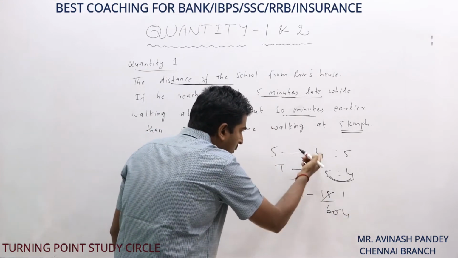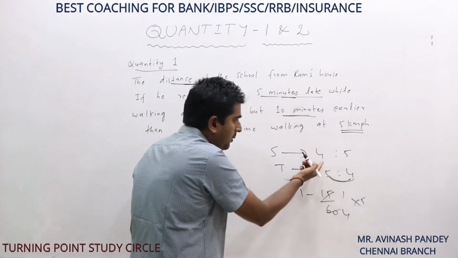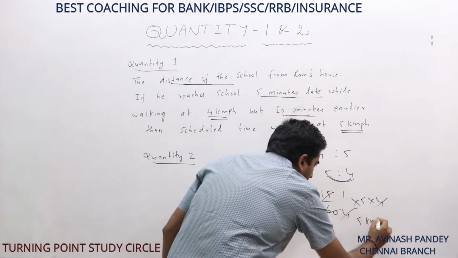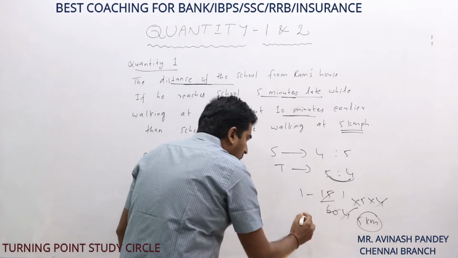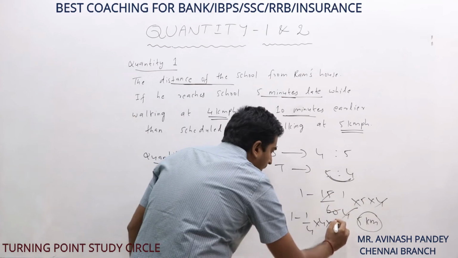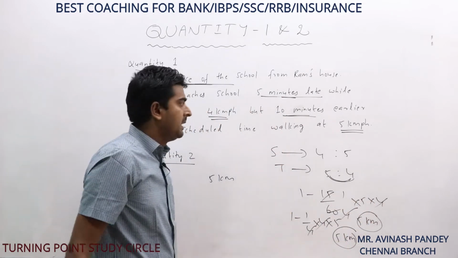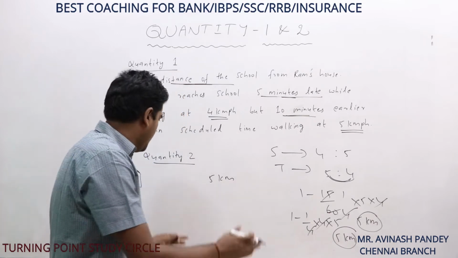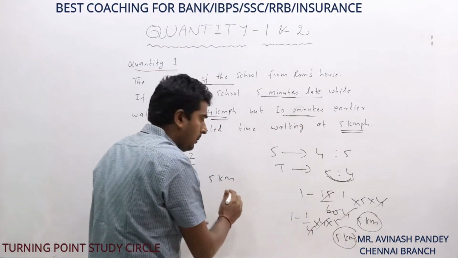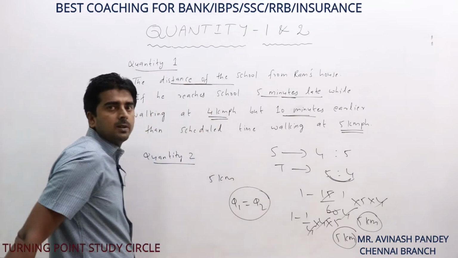Distance is time into speed. If you consider this 5 here, it is 1 by 4 into 5, and if you consider this other 5, you have to consider this speed, which is into 4. So my answer is 5 kilometer, right? If you consider this part, again one part is 1 by 4, into 4 into 5. So here also my answer is 5 kilometer, right? Why? Because distance is constant. So quantity 1 is 5 kilometer, and quantity 2 they themselves gave you 5 kilometer. So quantity 1 is equal to quantity 2. My answer is the fifth option. Q1 is equal to Q2. My answer is the fifth option.